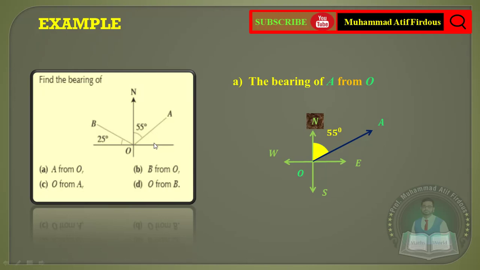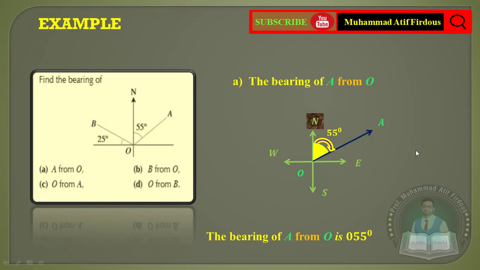We want to know the bearing of A from O. So, always start with the north line. Always take the clockwise direction. So, you can say that the bearing of A from O is 55 degree. It's a simple example of bearing.